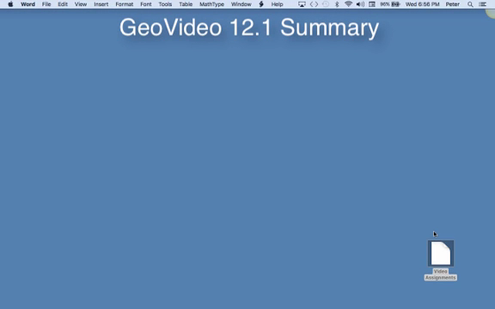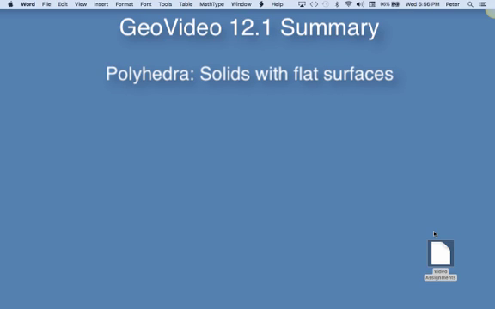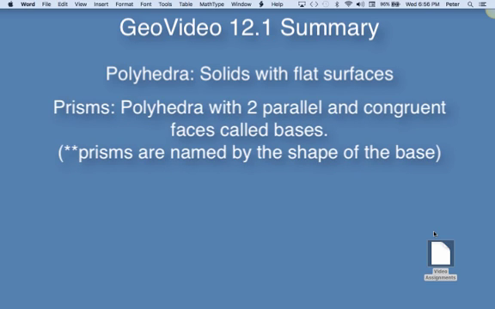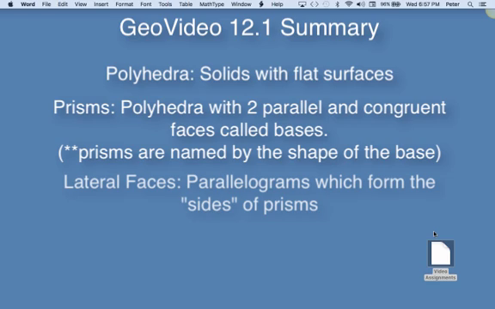To summarize GeoVideo 12.1, we introduced a lot of vocabulary, so let's go over some of that. The first word was polyhedra. Now, polyhedra were solids with flat surfaces. That's pretty general. So in this video, we talked about prisms. Prisms were polyhedra with two parallel and congruent faces called bases. Now, the bases served to name the prism. They all had lateral faces, which were parallelograms.